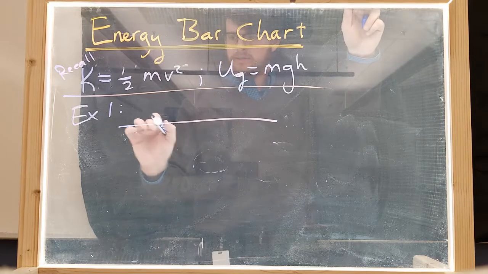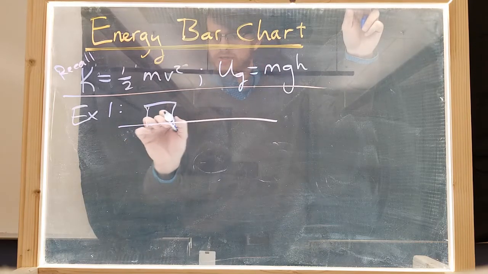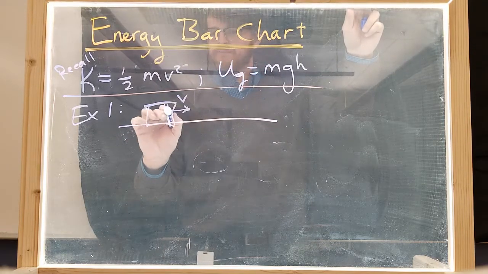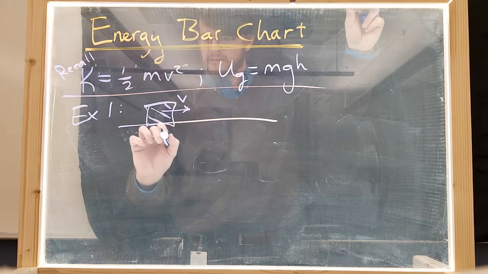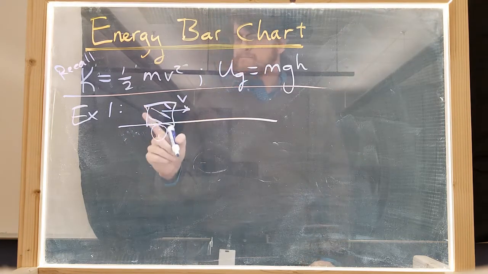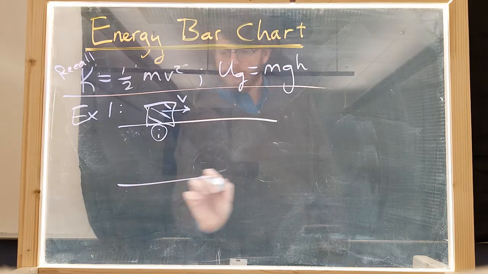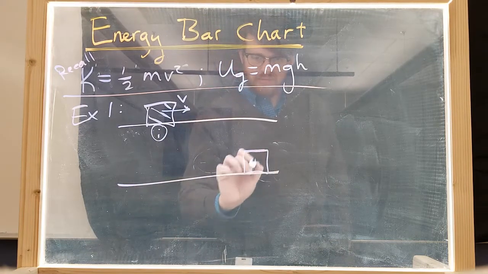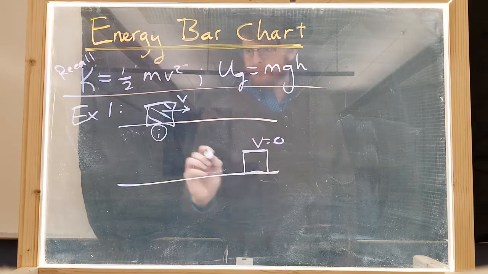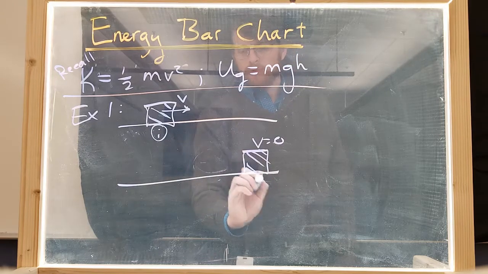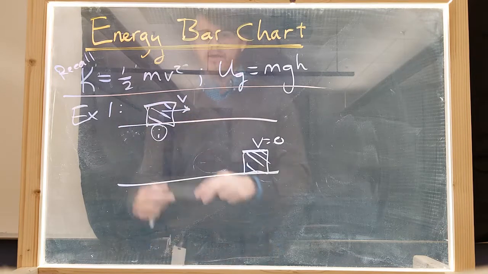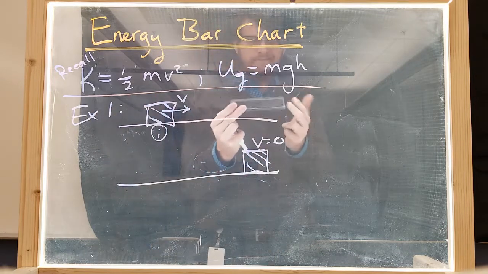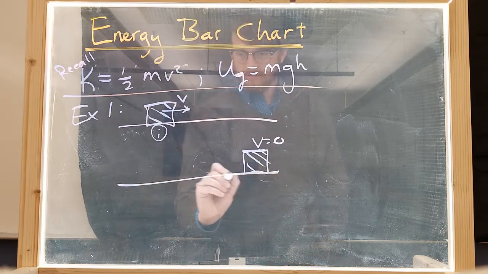I have a box, okay? It's initially moving at velocity v. So here's my box. This is my initial moment. And then my final moment, the box is going to be over here, and v equals 0. So maybe before this, earlier over here, somebody gave this box a push, but right now it's just sliding along, and it comes to rest. This is my final moment.